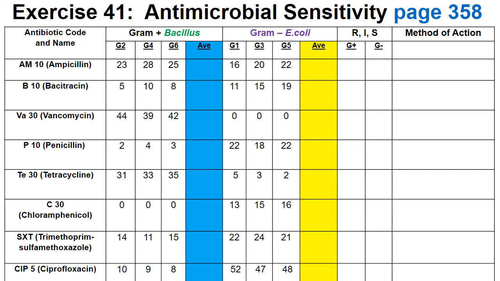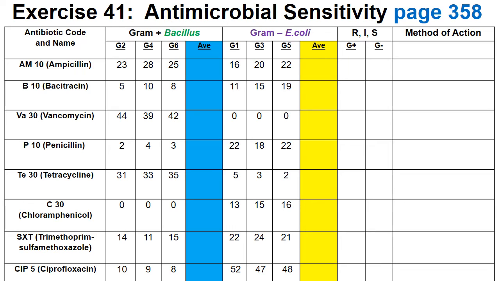So then we have a list of hypothetical data, and again, you're going to average. So for example, you would add 23 plus 28 plus 25, divide by 3, and so on and so forth for all the antibiotics for E. coli and Bacillus. Once you have the averages for each antibiotic, then you're going to look at something called R, I, or S, and this is where you typically get a little confused.